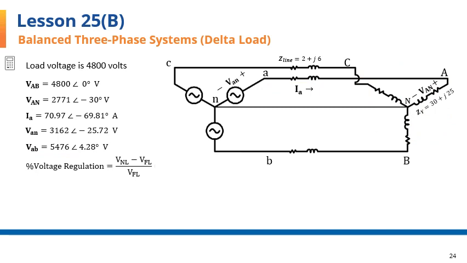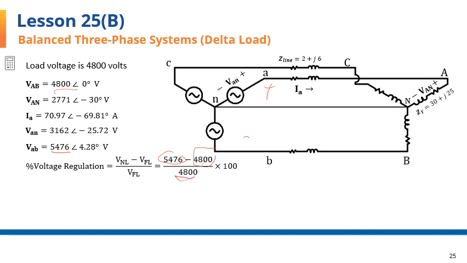Here is the equation form of the voltage regulation. Sometimes this is designated as VR in abbreviation. V no load minus V full load over V full load. And we have all the values we need. V no load is the voltage of the generator, VAB, given here, minus the line-to-line voltage at the load, at full load, which is 4800, over 4800.